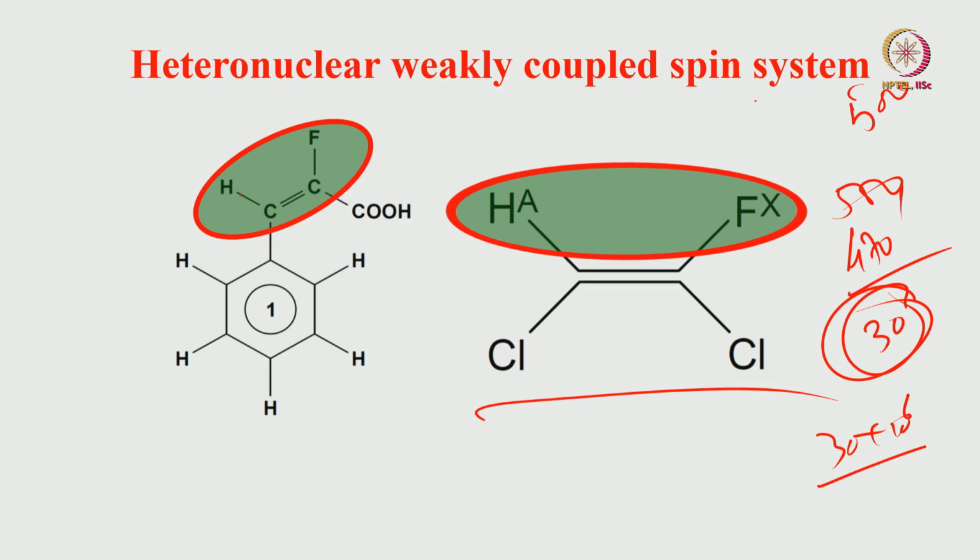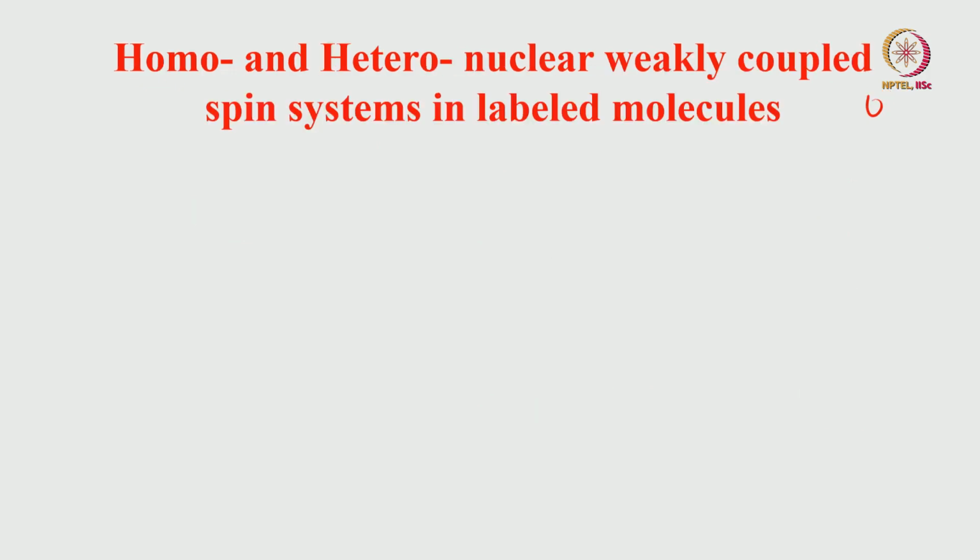That means heteronuclear coupled spins are always weakly coupled. Remember this point, heteronuclear coupled spins are always weakly coupled, because the chemical shift separation is of the order of several megahertz. That is a weakly coupled spin system. So, heteronuclear cannot be strongly coupled.